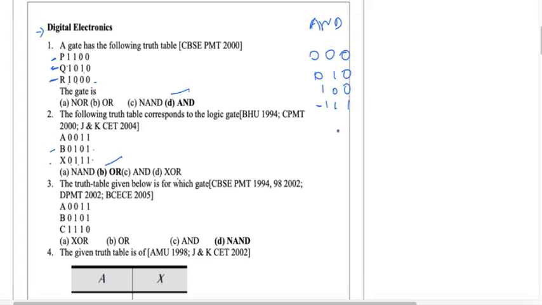The truth table for the OR gate is: for 0 0 it is 0, for 0 1 it is 1, for 1 0 it is 1, for 1 1 it is also 1. So the truth table for the AND gate is like this, for a 2 input AND gate, and for the OR gate it's like this.